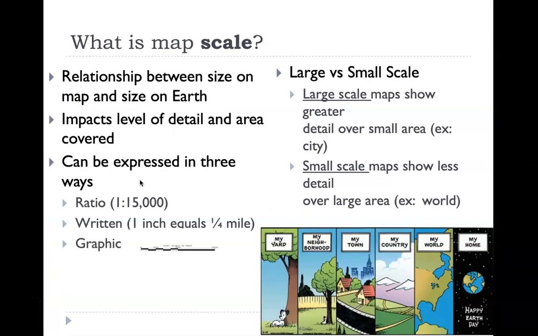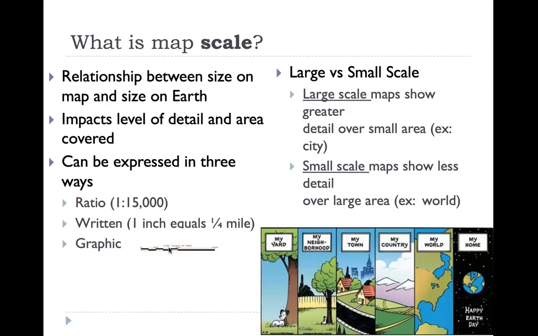All right. Very important concept here, the idea of scale, map scale. The definition of scale is the relationship between the size on the map and the size on the Earth. And it impacts level of detail and area covered. Those are the two things it covers, right? The amount of detail and the amount of area. Pretty important to remember, right? We can express it 3 different ways. You see ratio there, you see it can be written, and then you can see the graphic, right, as well. This to here is 1,000 feet in that particular ratio.